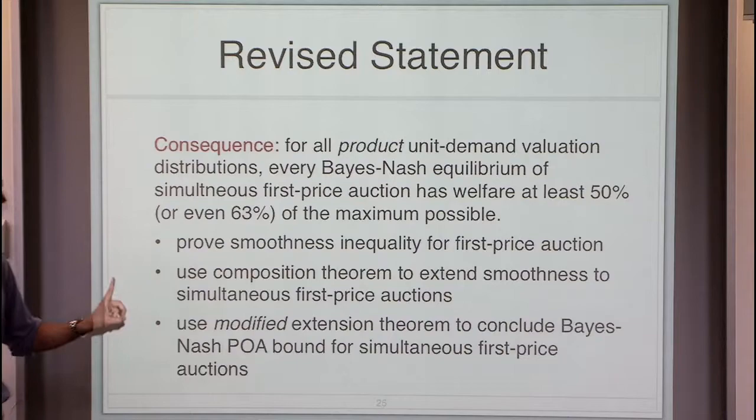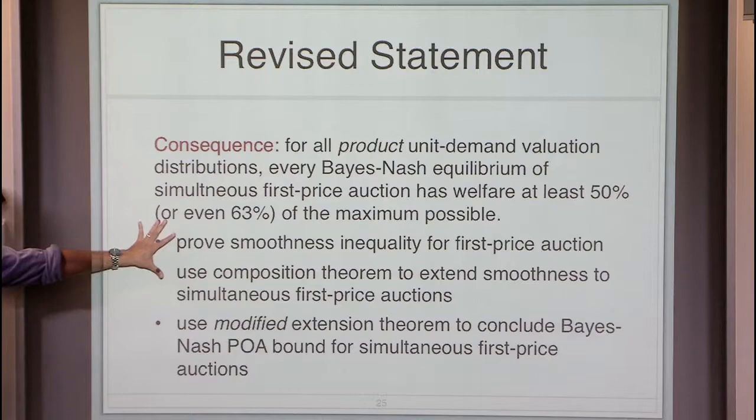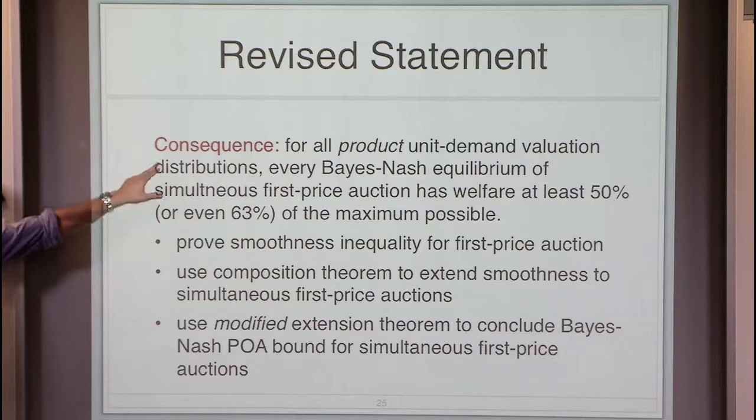Okay, so we're going to need to modify the extension theorem. So what I'm going to do next is show you why the previous one isn't valid, why it is valid for first price auctions but not valid for simultaneous first price auctions, how this gets modified, and why that relaxes the conclusion from arbitrary to product distributions.